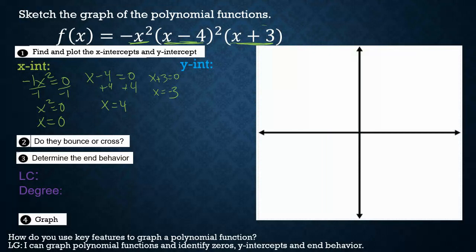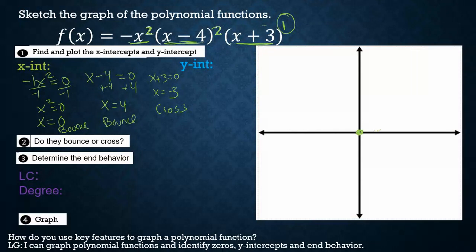Now we're going to look at the power. Notice how this has a degree of 2 or a power of 2, and this one has a power of 2. I don't care about what actual number it is. I know that this has a squared and that has a squared, so it's going to bounce at 0, and it's going to bounce at 4, but this has a power of 1, which is odd, so it's going to cross at negative 3. So I'm going to go ahead and draw those.